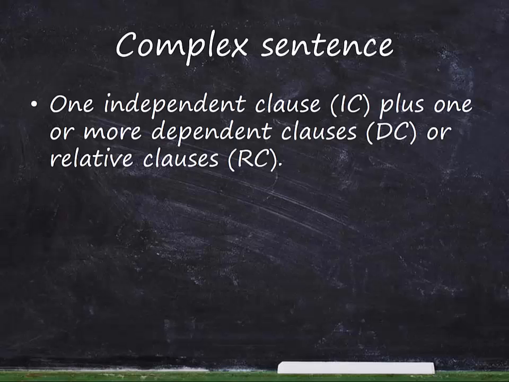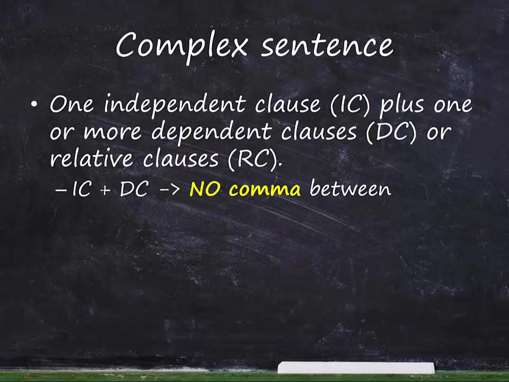A complex sentence has one independent clause plus one or more dependent or relative clauses. Notice that you can only have one independent clause. If you have more than one, it'll be a different kind of sentence. Yeah, I know, kind of weird, but hey. Now, we talked about punctuating the complex sentence in the last video. If the independent clause comes first, you don't need a comma or anything else to join the clauses. But if the dependent clause comes first, you need to use a comma.